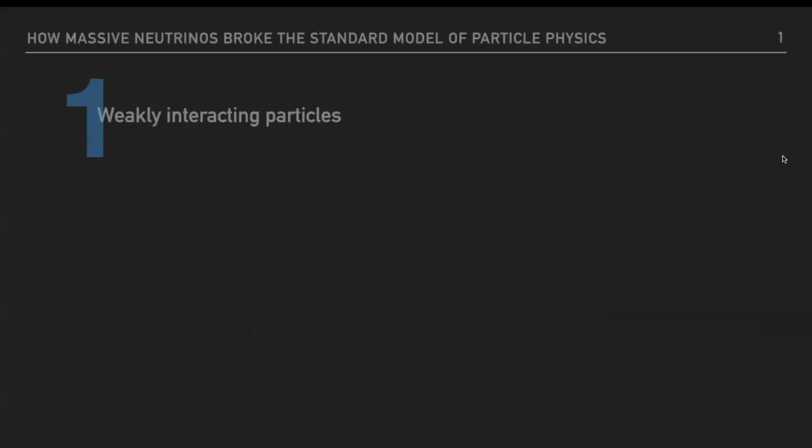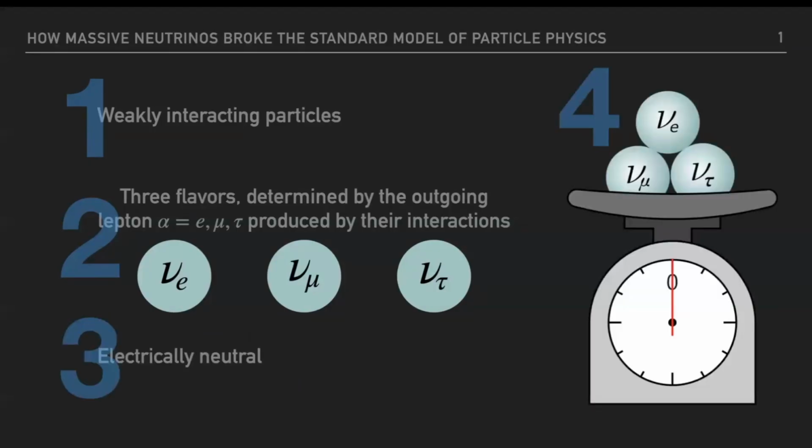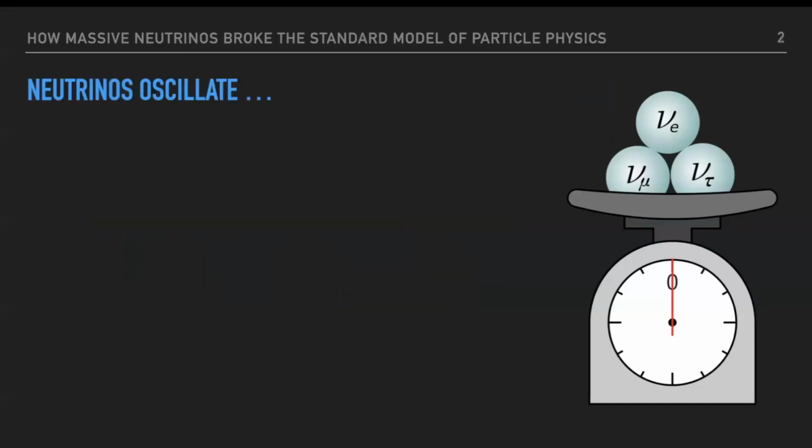Neutrinos within the standard model are described as weakly interacting particles, which appear in three flavors, depending on the outgoing charged lepton that is produced following their interaction. They are electrically neutral and also, of course, massless. However, nowadays we know that the description that the standard model provides about neutrinos is not the correct one, because we know that neutrinos oscillate.